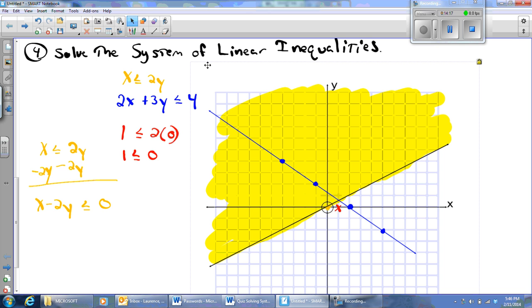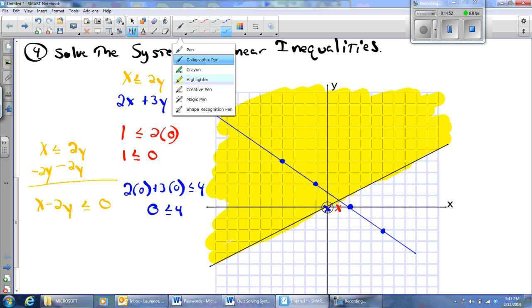And now I got to see which side of the line I need to shade. Well, can I plug in the origin on this one? Sure, because the line doesn't go through the origin. So this time I'm going to plug the origin in. And I'm going to get 2 times 0 plus 3 times 0 less than or equal to 4. Okay. The left-hand side will simplify to 0 less than or equal to 4. Okay, so I got a true statement, so I will shade where the origin is.